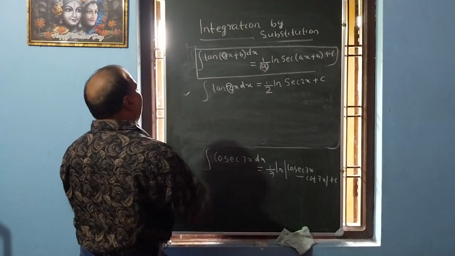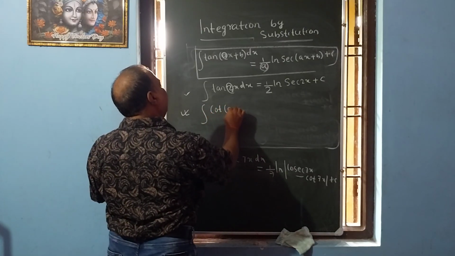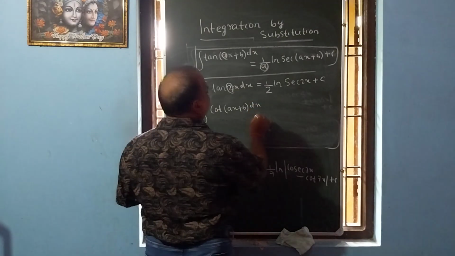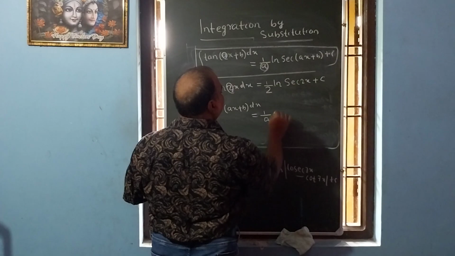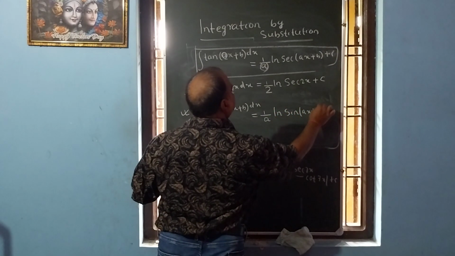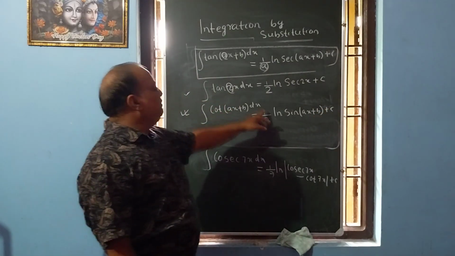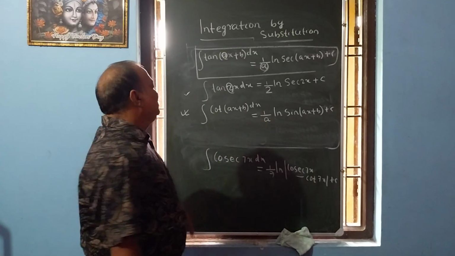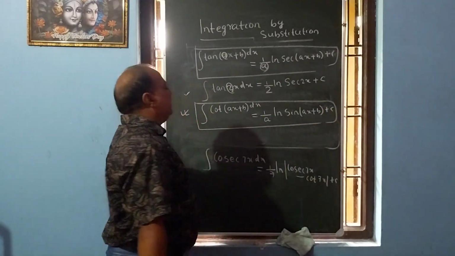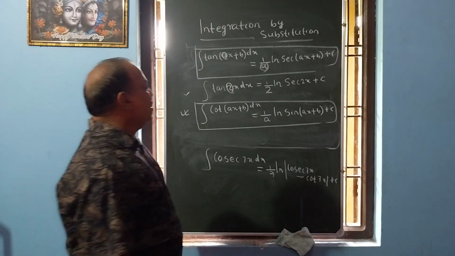Next, another type. Integration of cot (ax plus b) dx. The formula is 1 by a ln sin (ax plus b) plus c. You see here the coefficient of x is a, so that will be divided here. You remember this formula: integration of cot (ax plus b) dx is 1 by a ln sin (ax plus b) plus c.